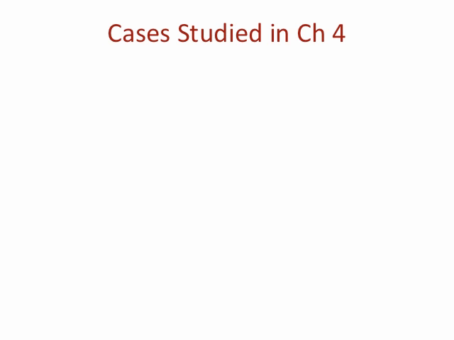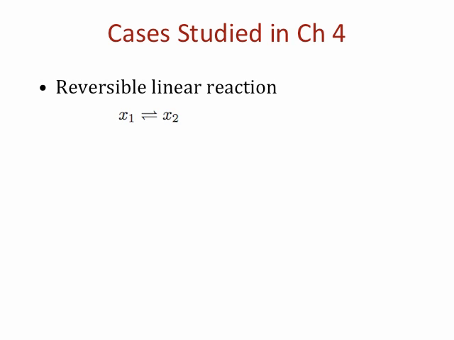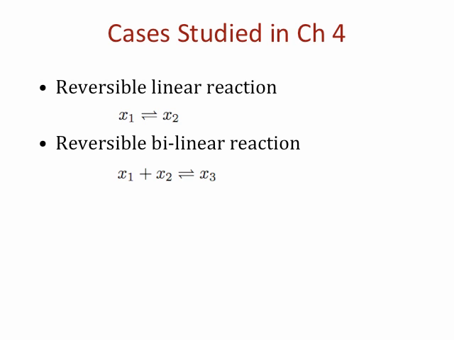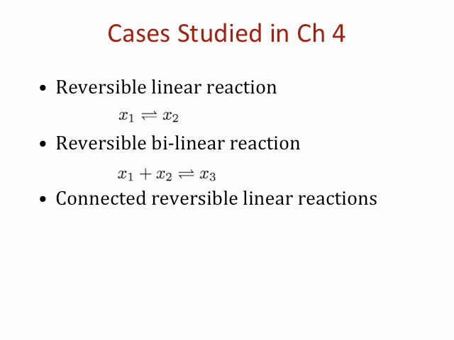With that background, we are going to set up a few dynamic models for a few cases studied in chapter 4. The simplest case of all is a reversible linear reaction, shown here. A slightly more complicated situation is a bilinear reaction, where we have two reactants, as I just discussed, reacting to form a third molecule. These are the two fundamental types of reactions. We will then consider many of them occurring at the same time.